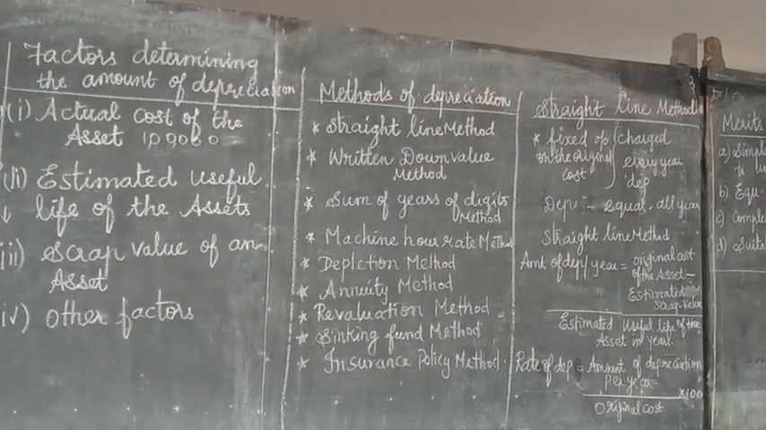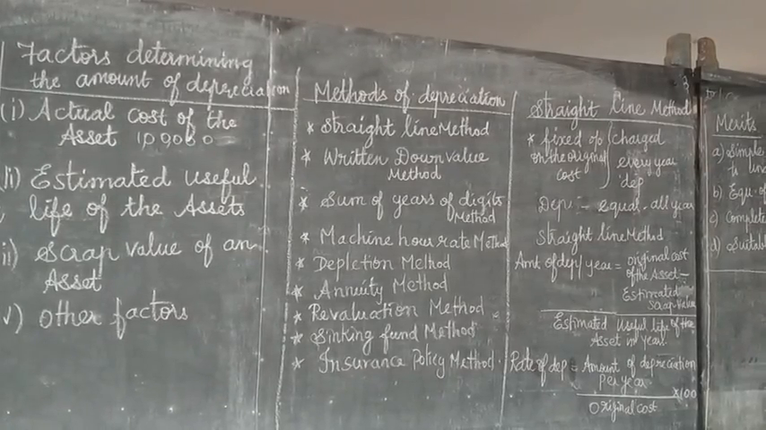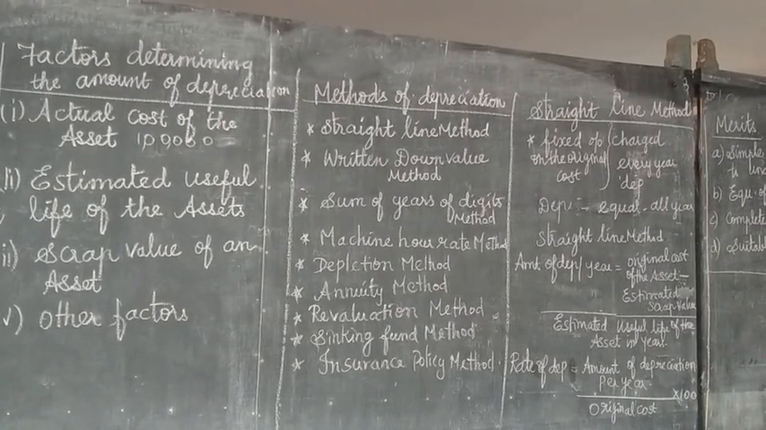Actual cost of the asset means what? That is, actual cost means the amount incurred in acquiring or construction of the asset. While purchasing, that value of the asset is called acquisition or construction cost, or another name we call it is historical cost.